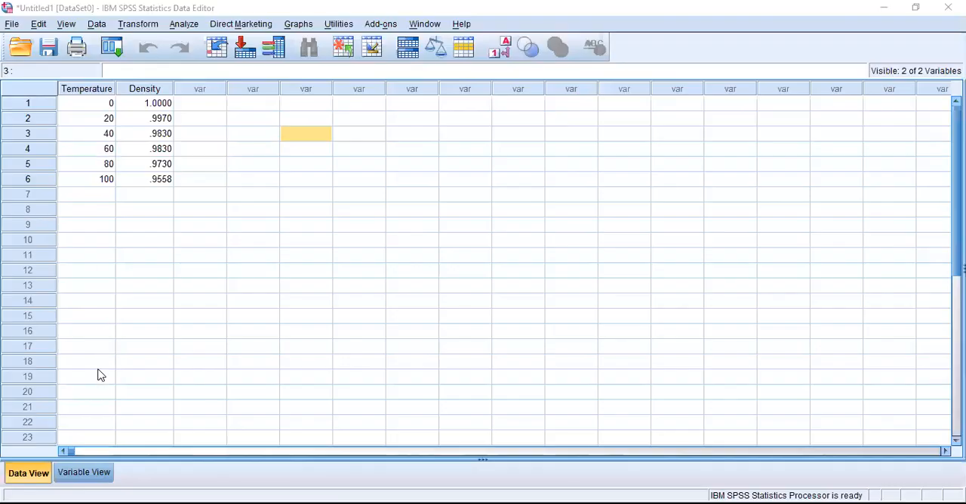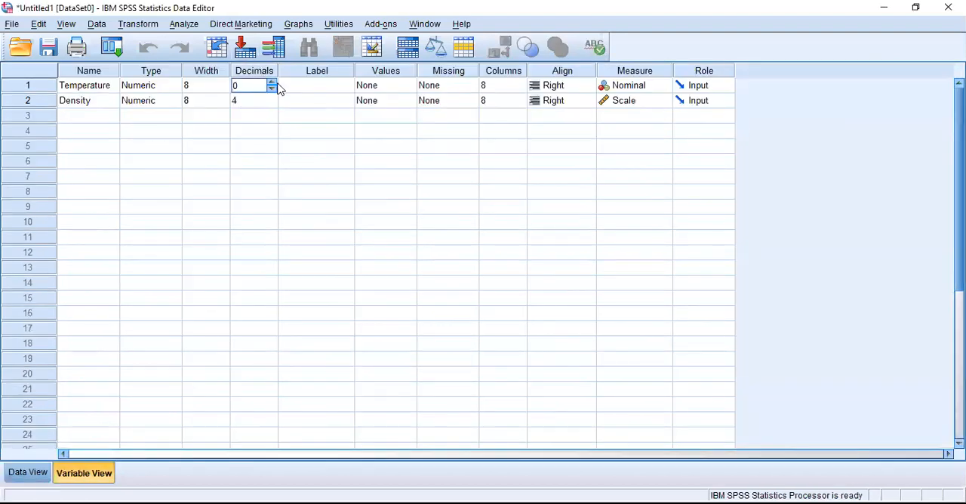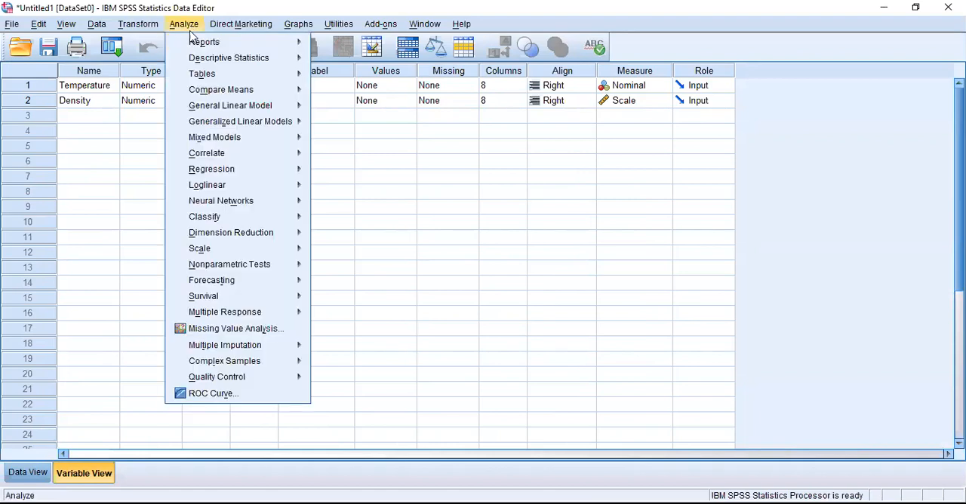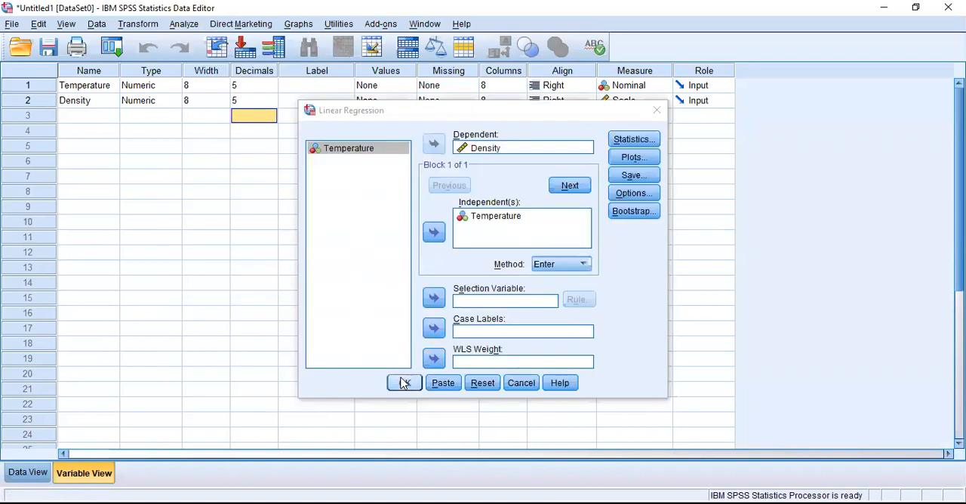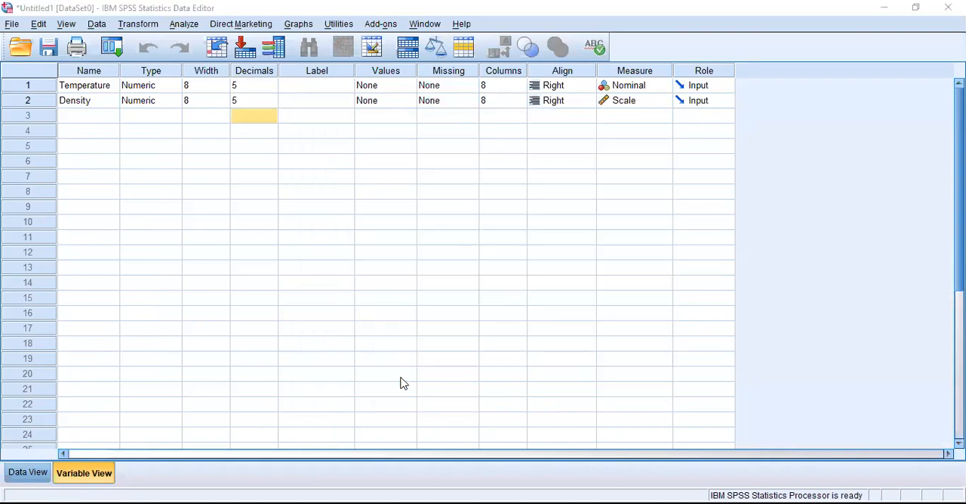So let's do that. We go to where I entered my data. Suppose let's increase our rounding off on the variable view. Let's say for the temperature, let's increase it and put it at 5. Let's put it at 5 and see what happens to the results. All right. Regression, and then linear, and then you click OK. All right. Still, it's not changing.